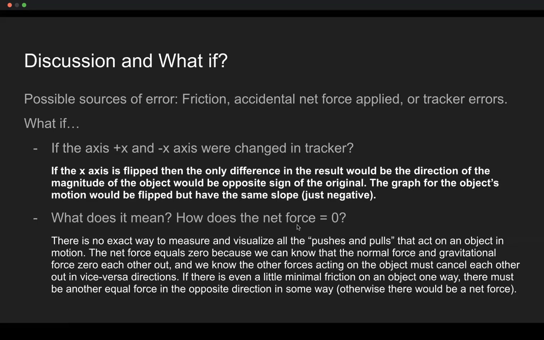And what does this mean? This means there's no exact way to measure and visualize all the pushes and pulls that act on the object, but we can know the net force is 0 since there is no acceleration. So there must be an equal and opposite force in either direction. And that's it.